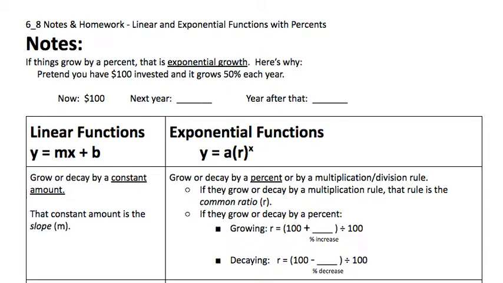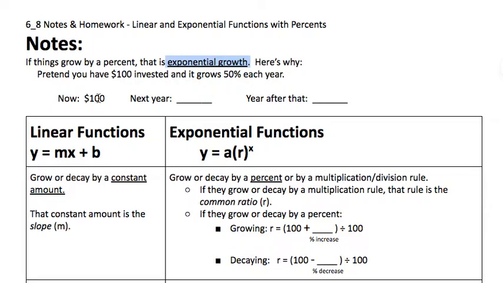And so I want to talk first about percents and why percents mean that we're dealing with exponential growth. So if things grow by a percent, that is exponential growth. Okay, here's why. So I want you to imagine that you have $100 and it grows by 50%. Now you might think, well, that's linear because every year it's 50%, right? Plus 50%, plus 50%. But that's not the same thing as $50. 50% means you get what you had before plus half of it, right?